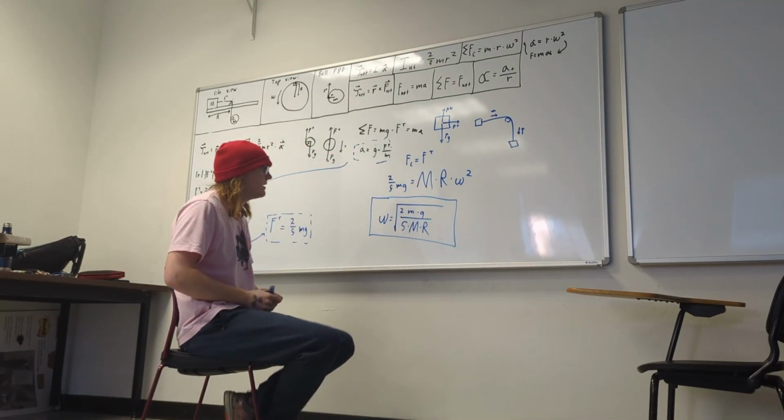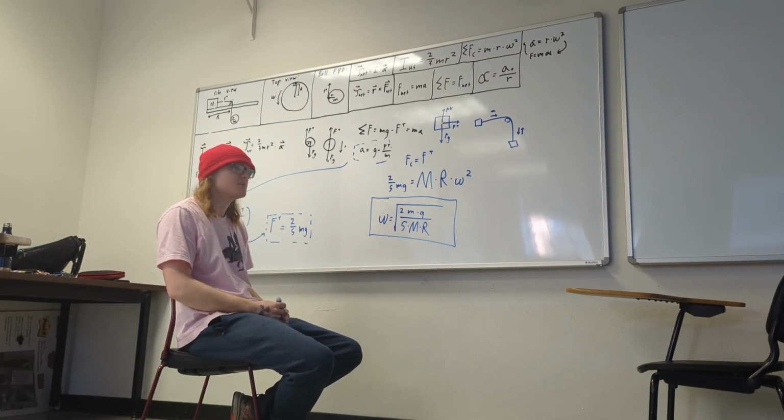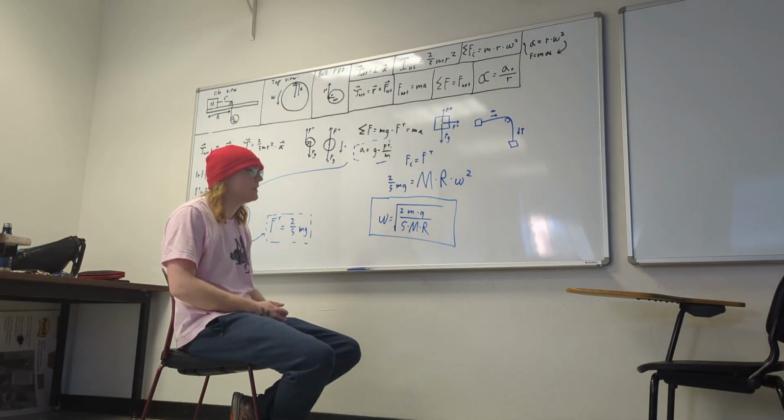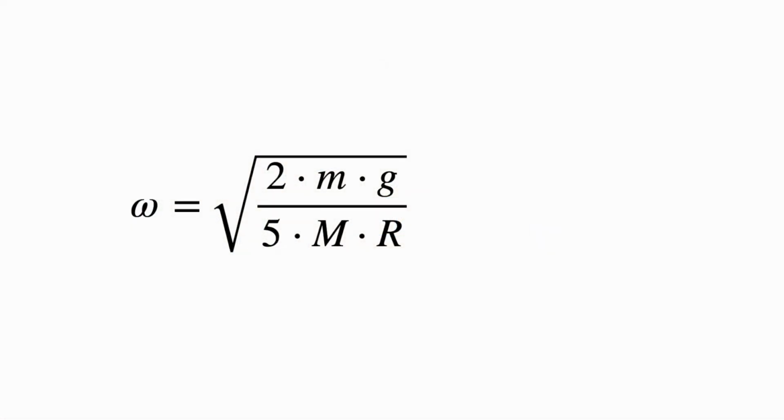And that, my friends, is how you solve for the angular velocity of the system, and that is the equation in terms of the given variables that we've been supplied for this problem. Thank you very much. Alright, now for the sense making.